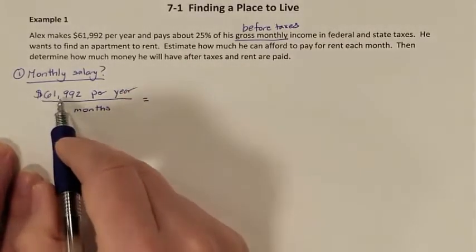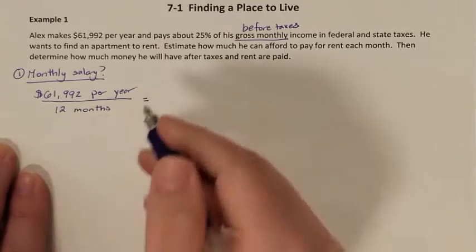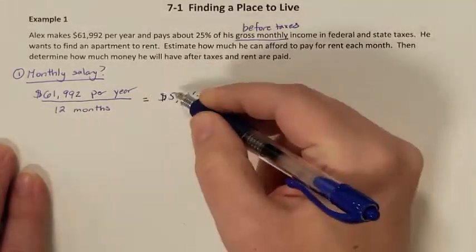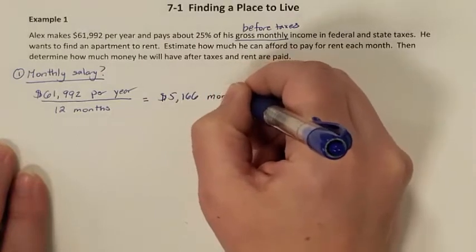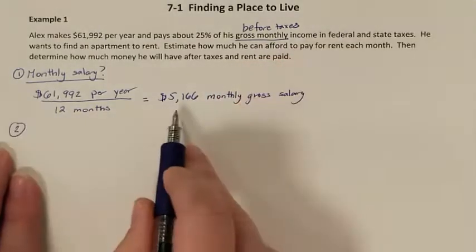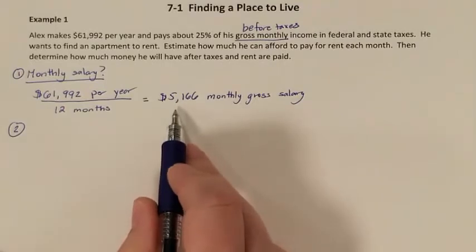So $61,992 divided by our 12 gives us $5,166. This is his monthly gross salary. So that's how much he gets before his taxes are taken out.